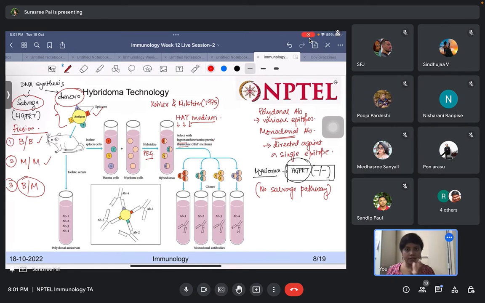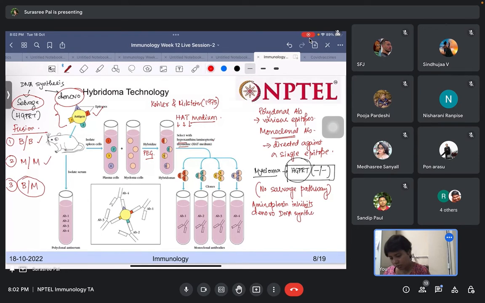What are these? First of all, hypoxanthine is a purine derivative and thymidine is a pyrimidine, right? So hypoxanthine and thymidine will be used for DNA synthesis. That is why they are provided in this medium. What is aminopterin? Aminopterin is one agent which inhibits the de novo pathway. Aminopterin inhibits de novo DNA synthesis.